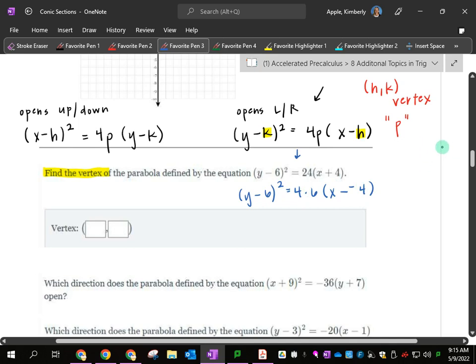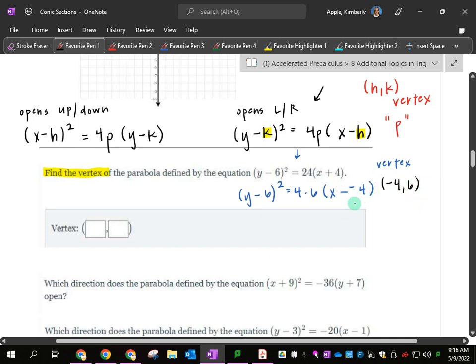So let's take a look at what I did here and why I did it. Let's first notice that the vertex of this parabola is 6, negative 4. Actually, no, it isn't. It's actually negative 4, 6.